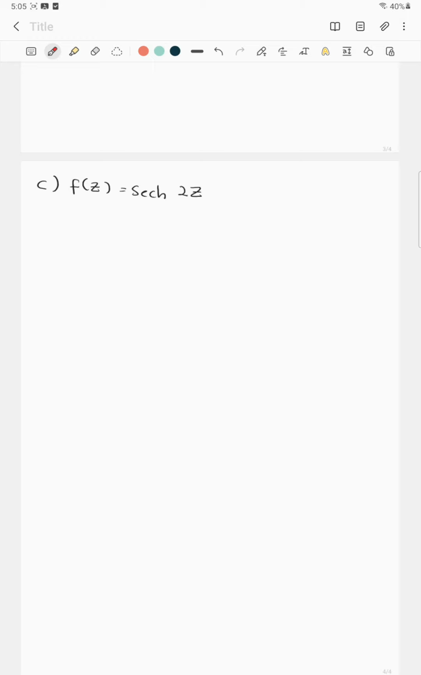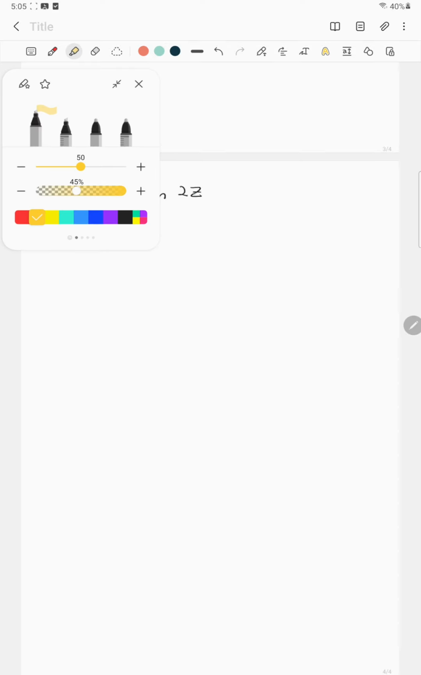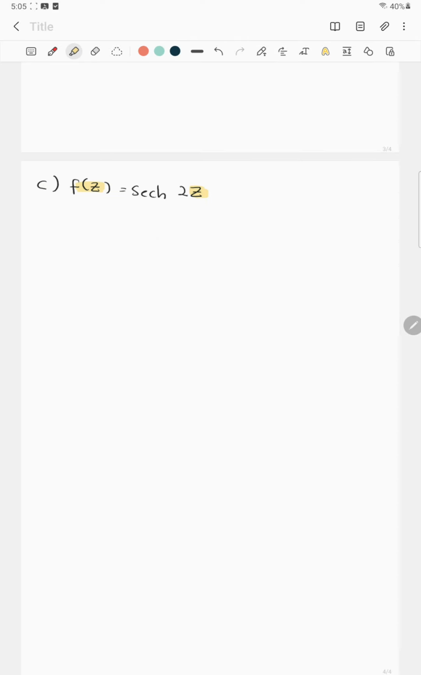So now we go for the third question. In the third question, the function we call f(z). And the thing that we need to differentiate is with respect to z. So in this question, we need to differentiate f(z) with respect to z.